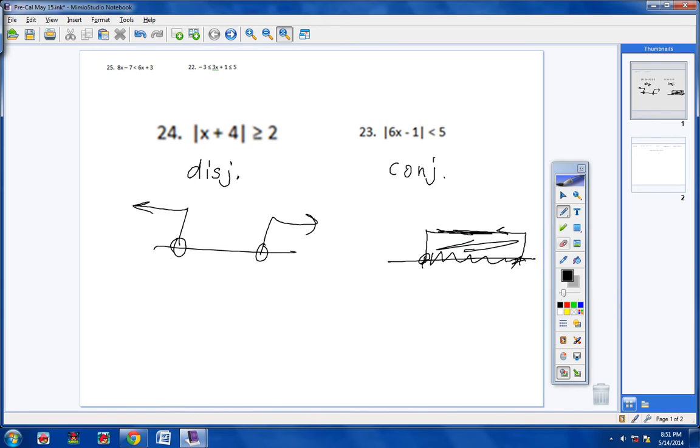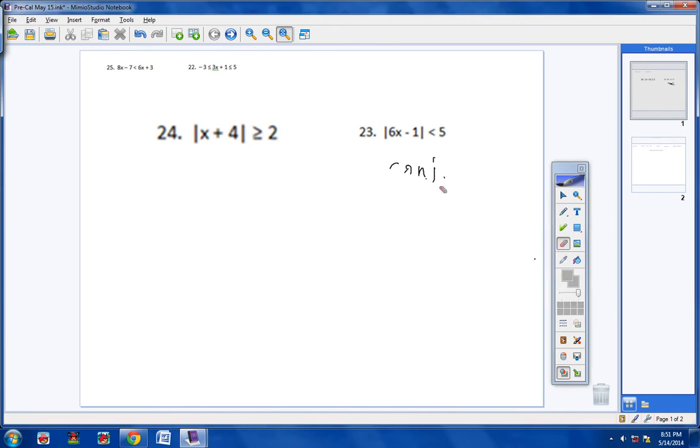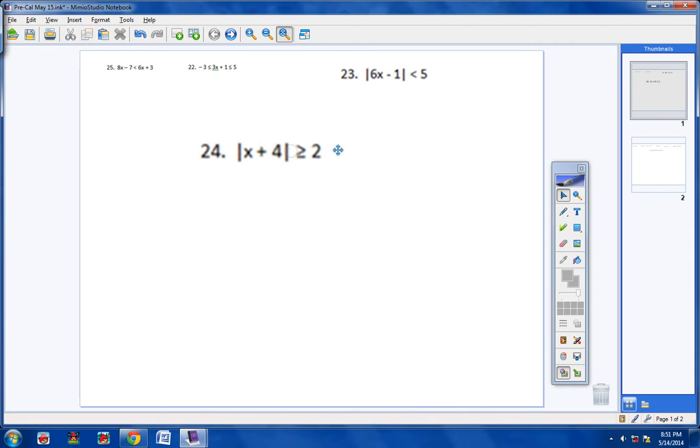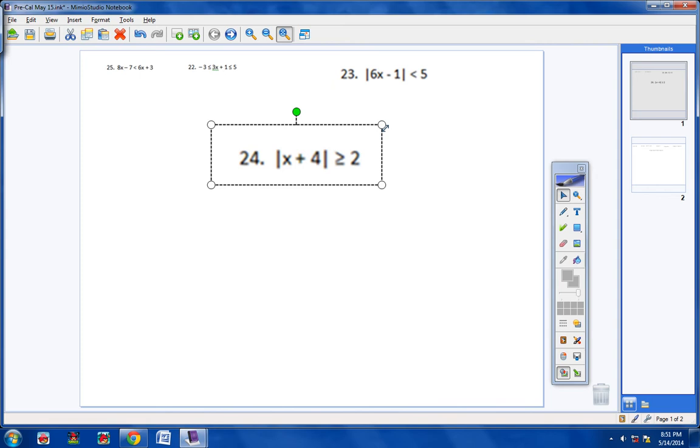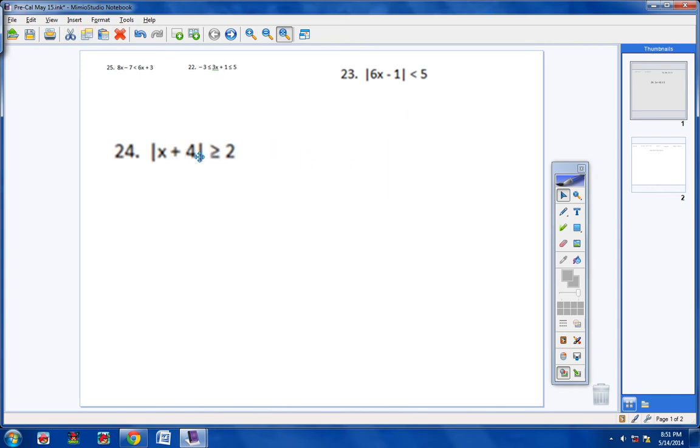All right, so let's go ahead and solve this first problem. Okay, well, I guess we'll start with number 24. Now, first of all, isolate the absolute value, and we've already done that. Okay, so next we realize that we have an absolute value greater than a number. So we know when we're all done, our answer is going to be a disjunction.